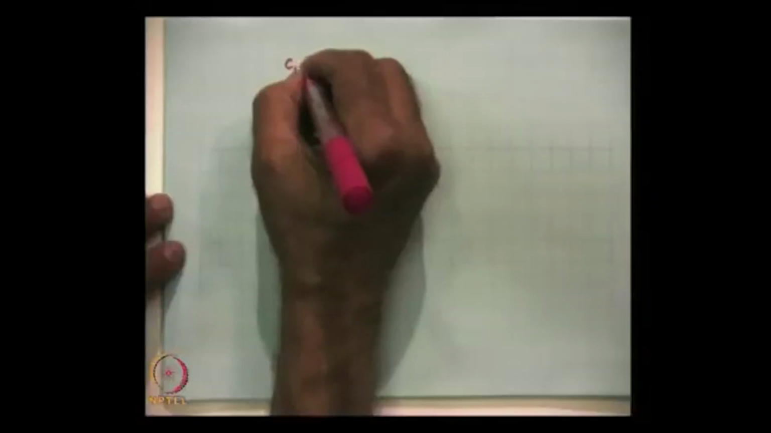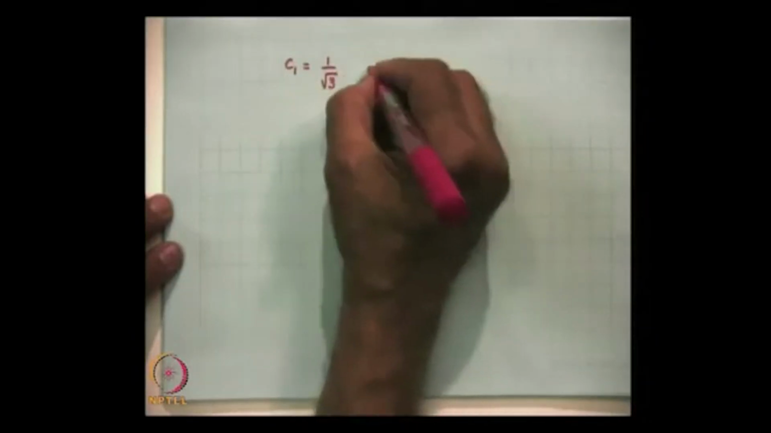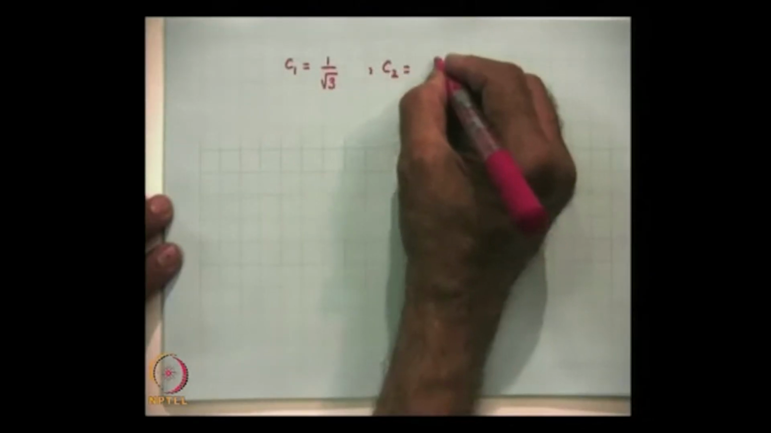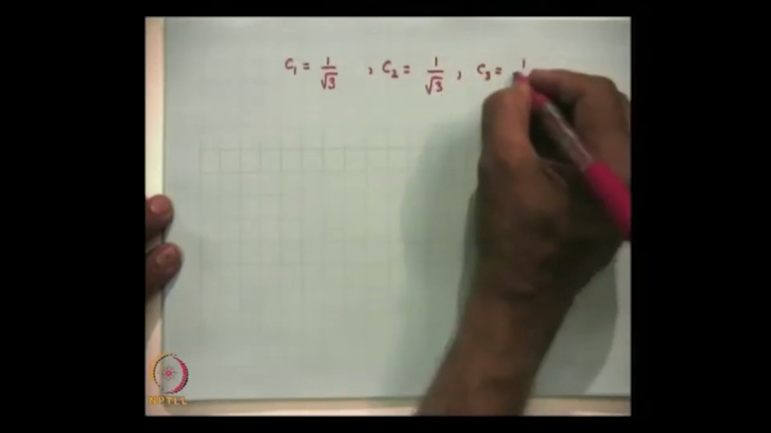Let me take another very simple example: C1 is equal to, let us suppose, 1 over root 3, C2 is equal to 1 over root 3, and C3 is 1 over root 3. I have taken a very simple example.